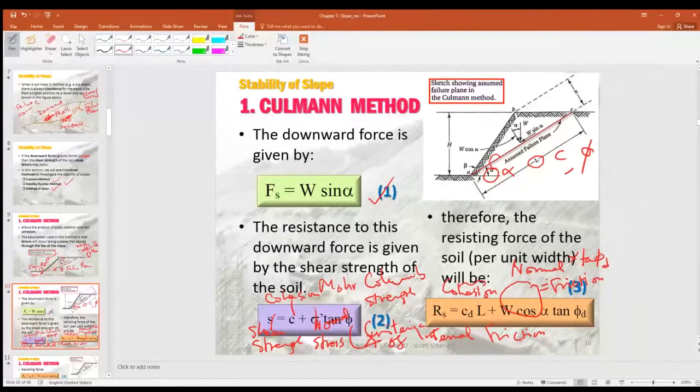In other words, the resistance consists of two parts, the cohesion and also the friction. The friction is equal to W cosine alpha times the tangent of the friction angle, tangent phi, plus the cohesion resistance. The cohesion resistance is equal to the cohesion times the length of the failure plane. When you compare, this is the driving downward force, right? That is the driving force. And here RS is the resistance.